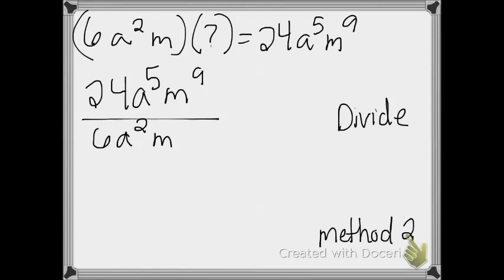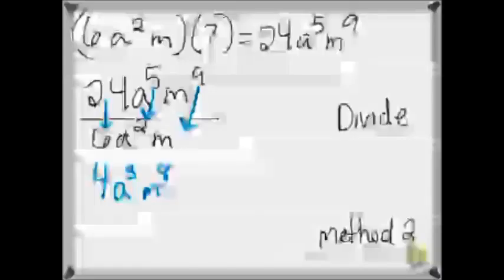And remember, our rule is when we're dividing monomials, we divide our coefficients and we subtract our exponents. So 24 divided by 6 is 4. So we end up with 4a to the 3rd and m to the 8th because we subtract 5 minus 2 and then 9 minus 1.